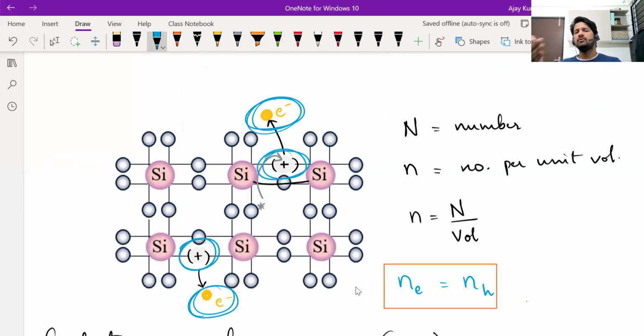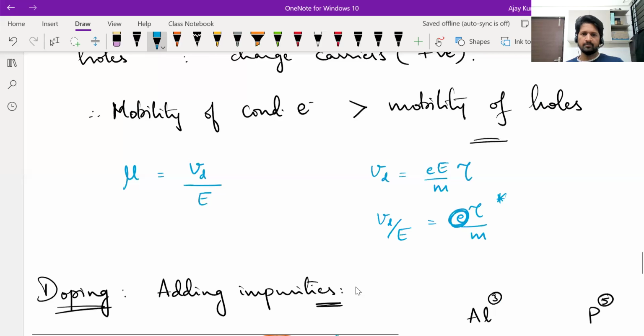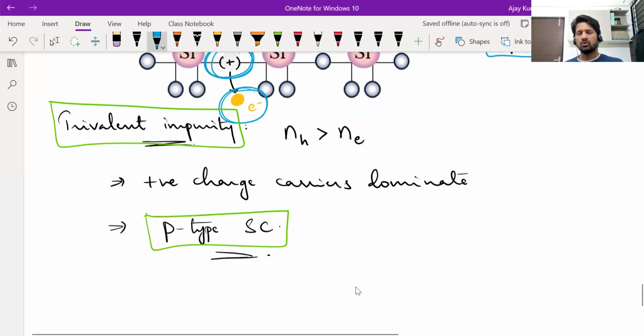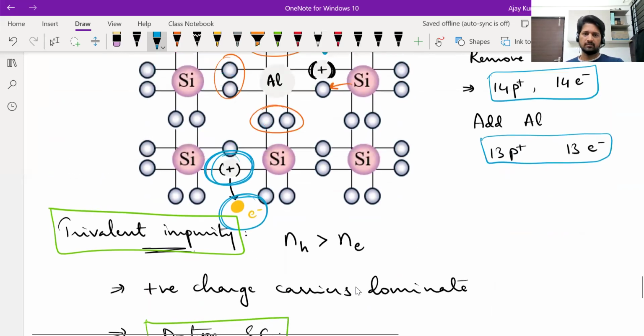Fine. But if you replace some of the silicon atoms with aluminum, basically what you'll be doing is creating extra holes. In addition to the electron hole pairs which already exist, you'll be creating extra holes. So as a result, the total concentration of holes will be greater than the concentration of free electrons. And since holes are positive charge carriers, we call such doped semiconductors, silicon doped with a trivalent impurity, p-type semiconductors.